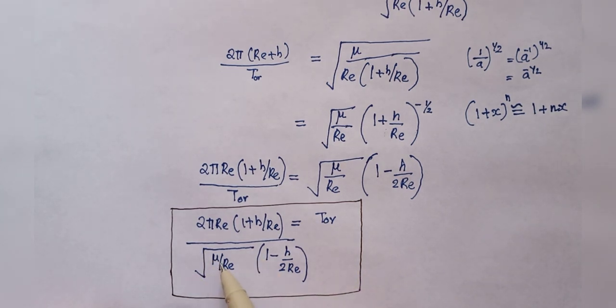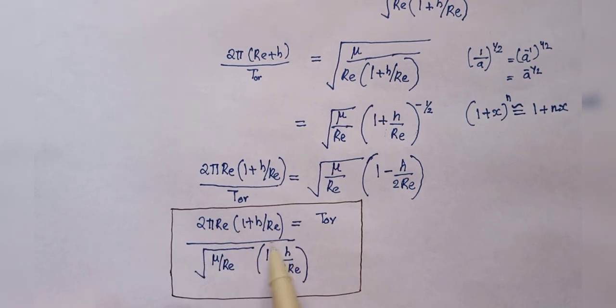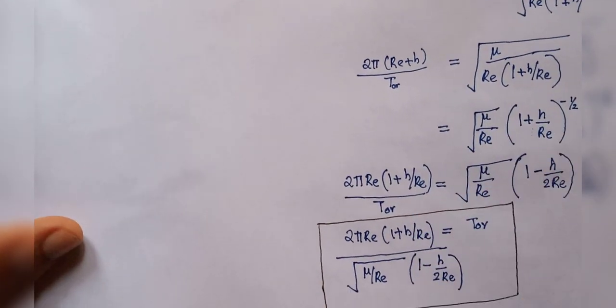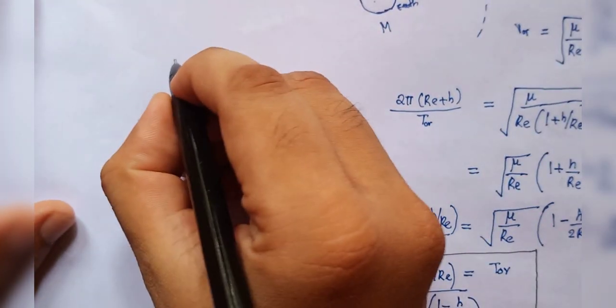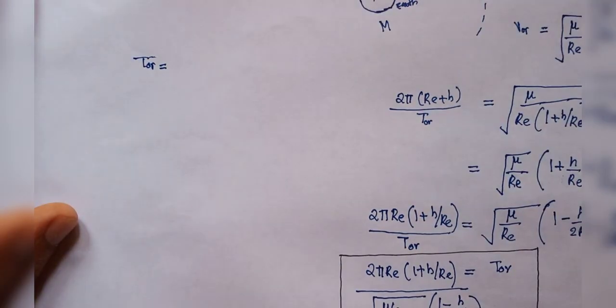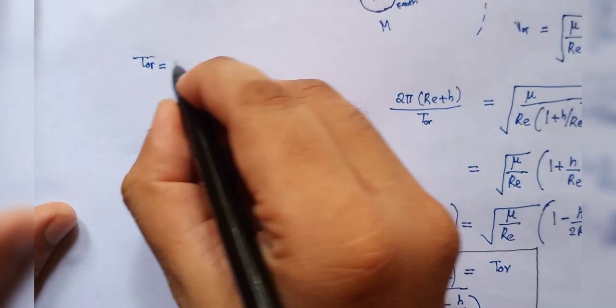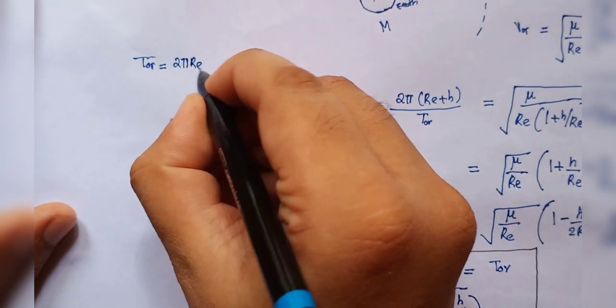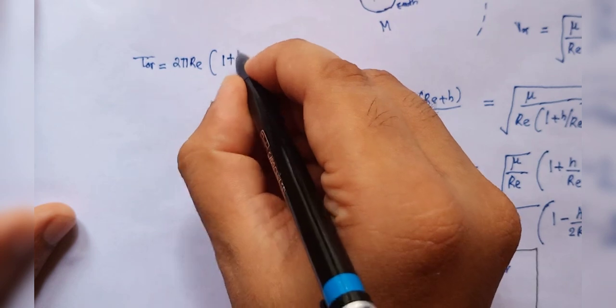This will give me mu by Re, which is again the orbital speed, into minus h by 2 times Re, and again (1 plus h by Re) and 2 pi Re. If you closely observe, this is one equation where you can again do some simplifications. So I write the equation once again here, hope you will be clear. T orbital should be equal to 2 pi Re into (1 plus h divided by Re).